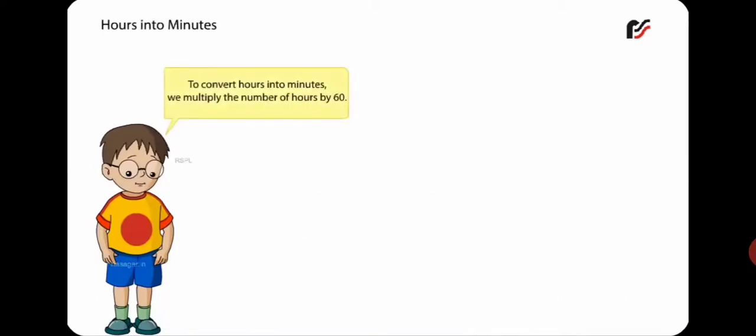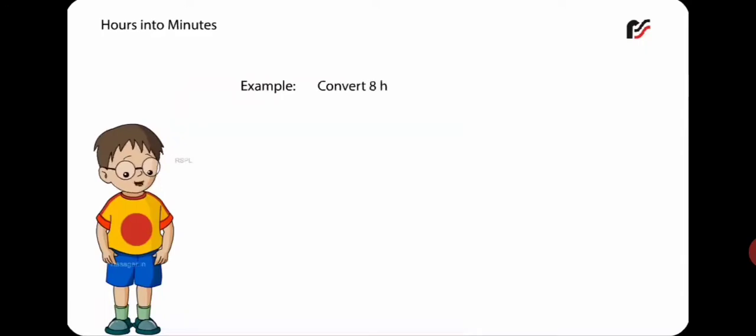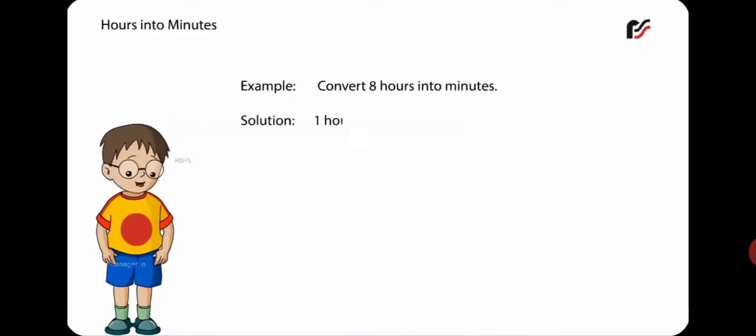Now children, hours into minutes. To convert hours into minutes, we multiply the number of hours by 60. Example, convert 8 hours into minutes. Solution. 1 hour equal to 60 minutes. Therefore, 8 hours equal to 8 into 60, that is equal to 480 minutes.